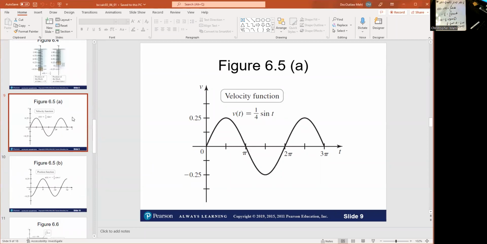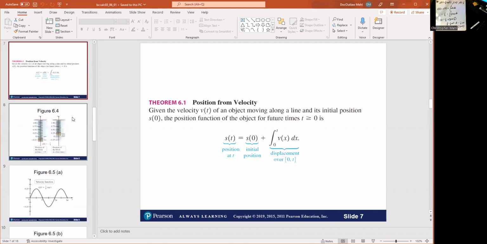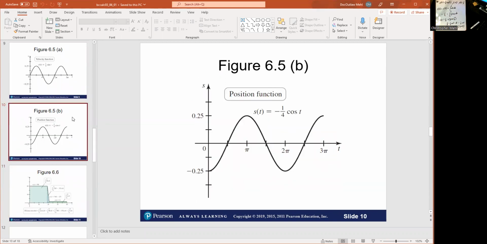All right, so we started with the velocity function, using either the antiderivative method or the initial value theorem, Theorem 6.1, position from the velocity. We get the position function like so. And then we could use the position function to answer various questions. What would the position be at a particular time? When do we return to 0? Whatever the case might be.